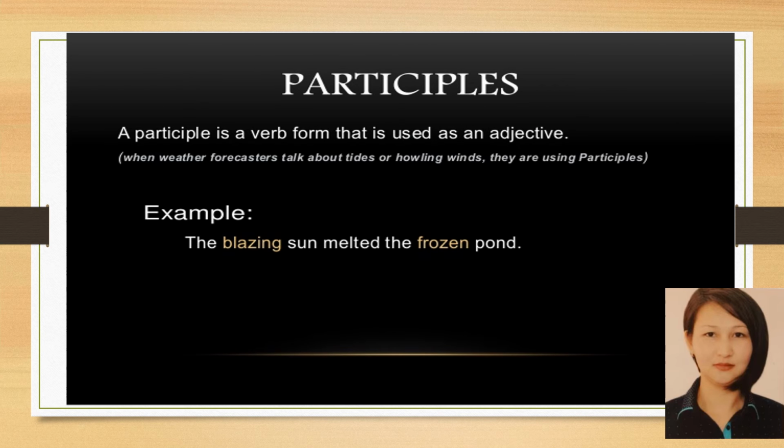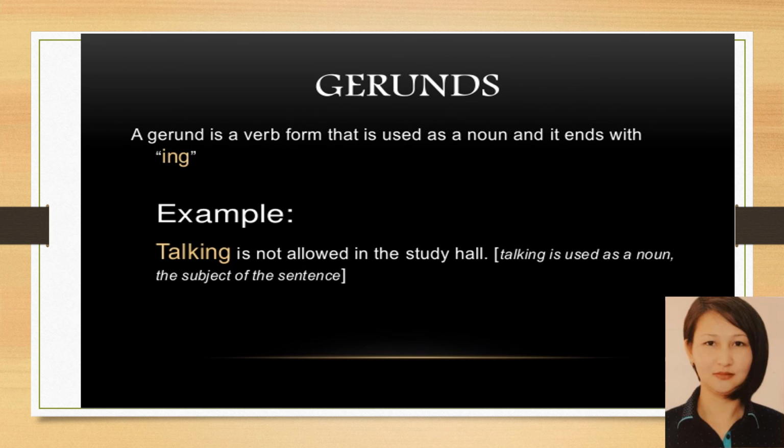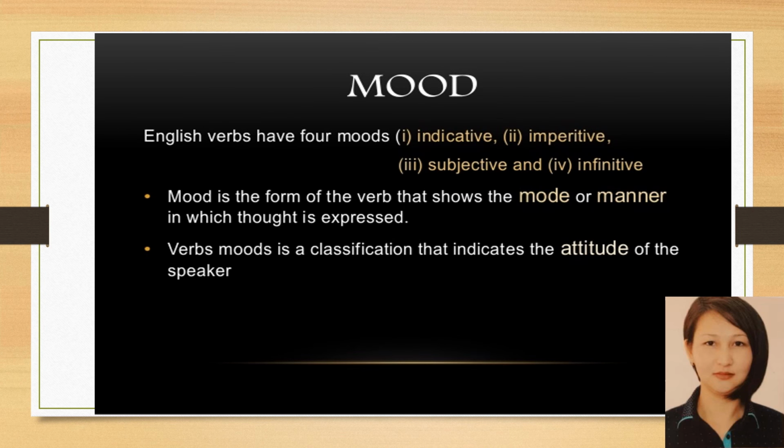A participle is a verb form that is used as an adjective. When weather forecasters talk about tides or howling winds, they are using participles. For example, the blazing sun melted the frozen. Gerund. A gerund is a verb form that is used as a noun and it ends with ing. For example, talking is not allowed in the study hall. Talking is used as a noun, the subject of the sentence.